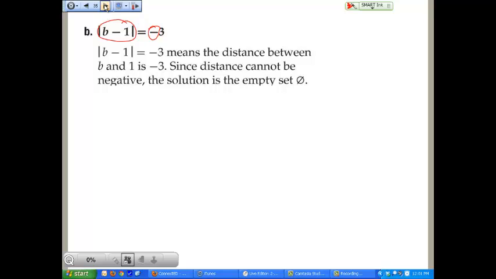Okay? Theta, empty set, null set, all these words describe what you have here, or an empty braces. So that one you can't work. Anytime you end up with a problem that shows an absolute value is equal to a negative, there's your answer. You don't have to go any further than that.